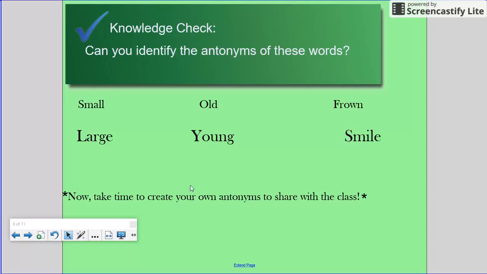Now, what I'm going to have you do is either right now, you can pause the video again and create 1 to 2 antonyms that you want to bring to class tomorrow, or you can wait until the video is over and do it then, up to you.